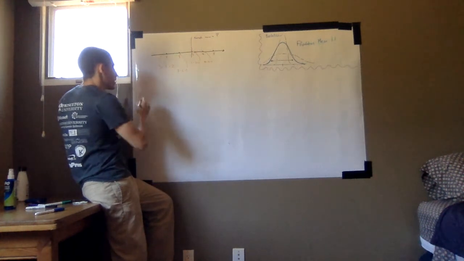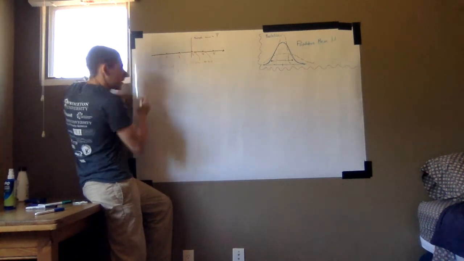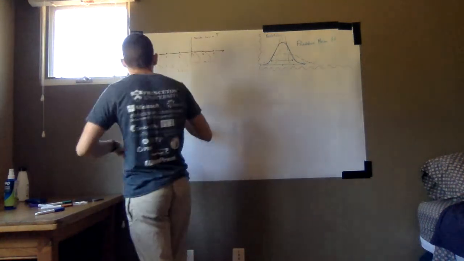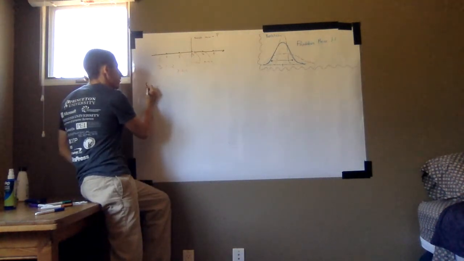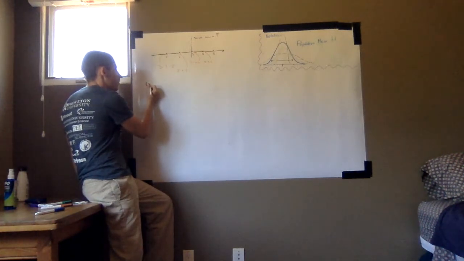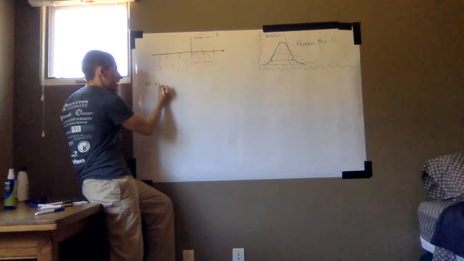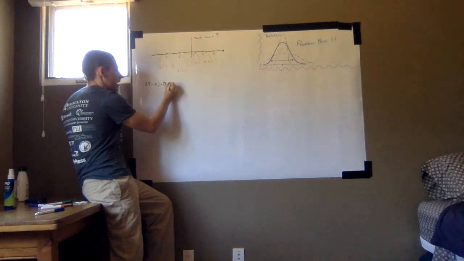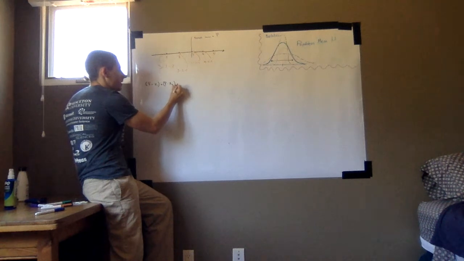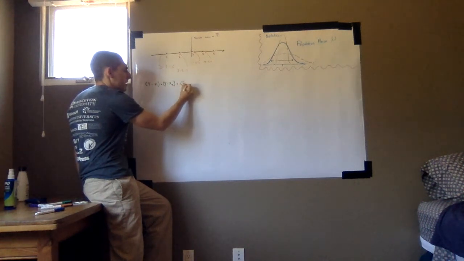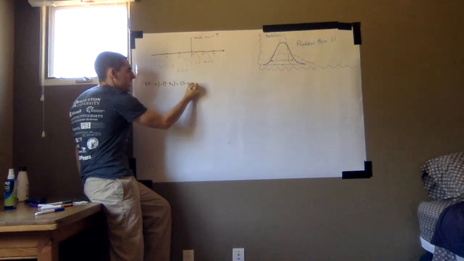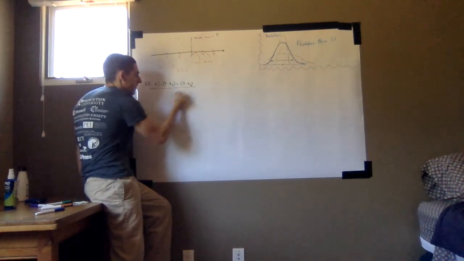So that would be a formula of, let's use a different color, do black. That would be a formula of sample mean minus x1. x1 is the first data point, plus sample mean minus x2, plus sample mean minus x3, and so on and so forth, divided by n.